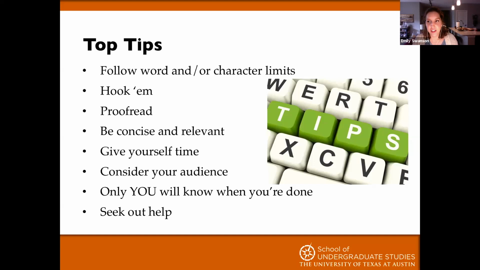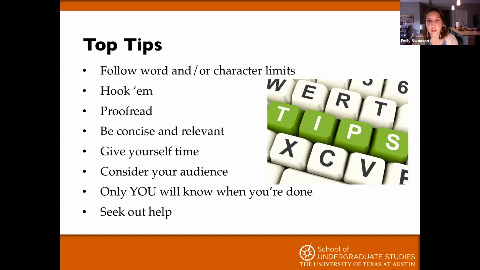Again, consider your audience. We talked about this already. This could be professors, advisors, important people on campus. So keep it academic in tone. Try not to be too pedestrian in your writing. You still want to have that elevated academic writing.